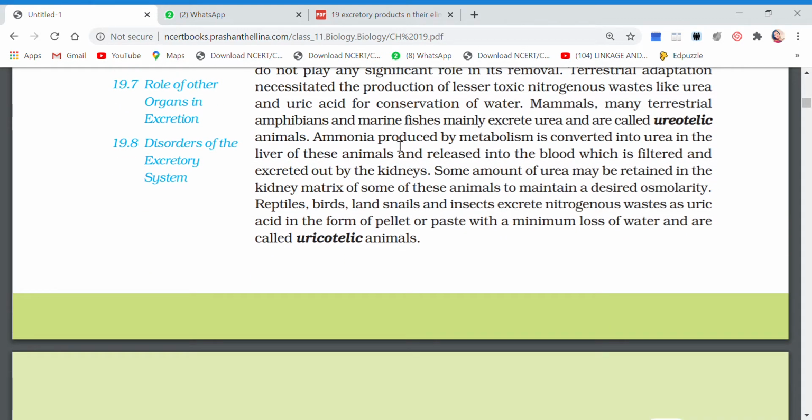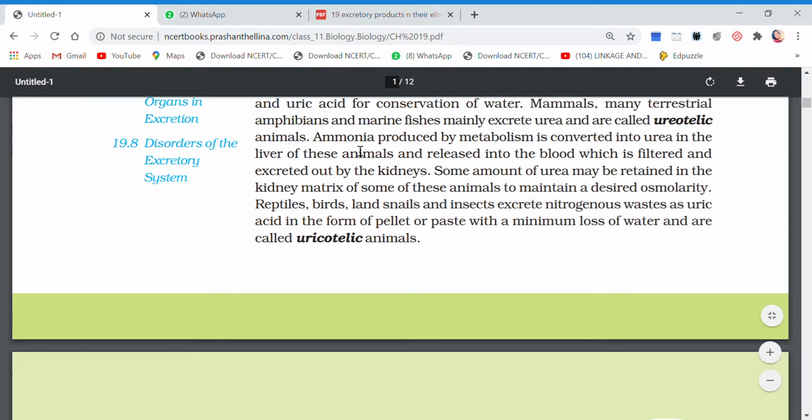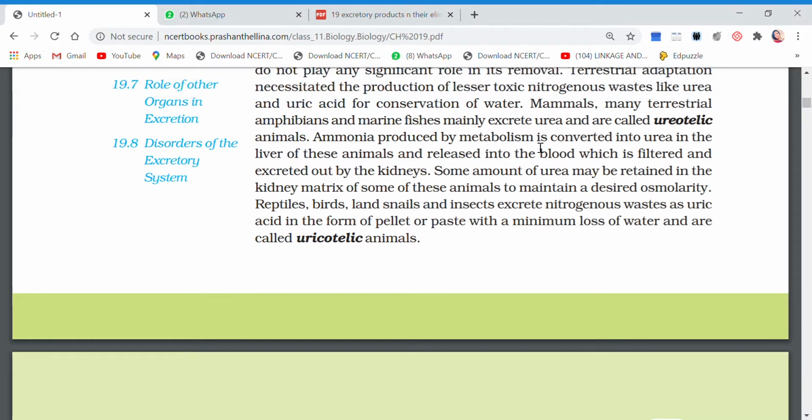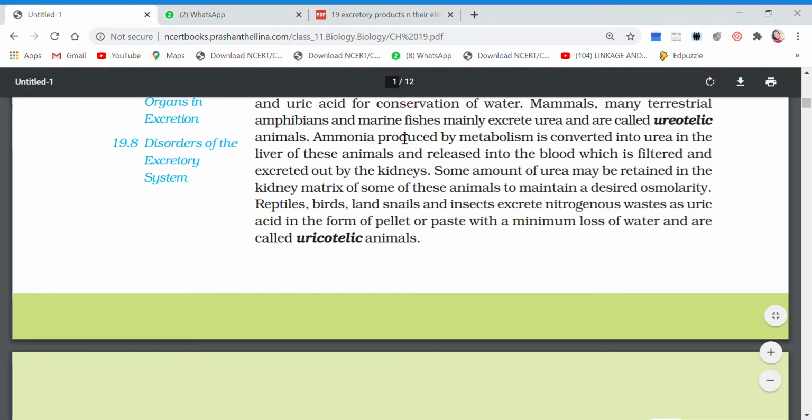Children, ammonia is produced by metabolism. Now, how is this ammonia produced? What metabolism? It is the chemical reactions taking place inside the body. And that ammonia, they cannot release it. Why can they not release this ammonia? Because they have less water. So first they have to convert this ammonia either into urea or into uric acid. So where will this conversion take place?